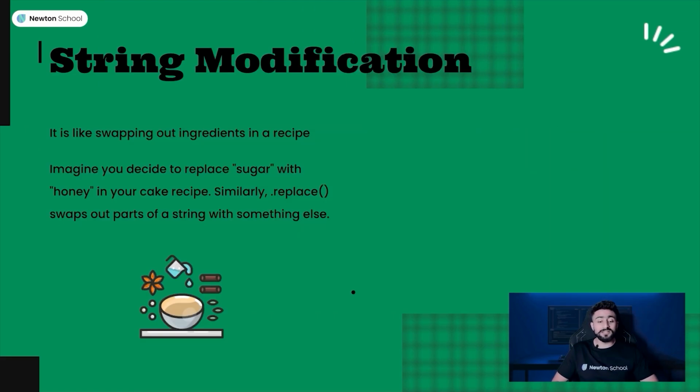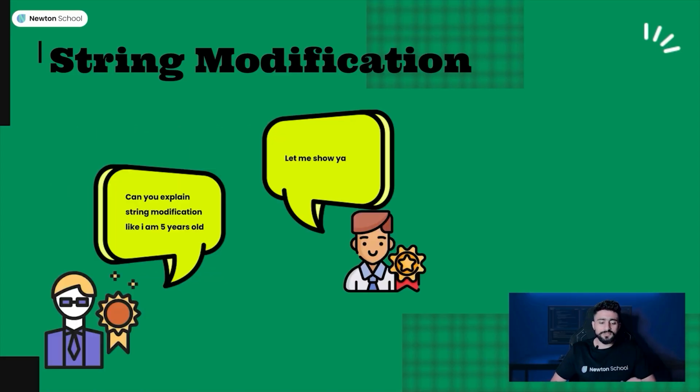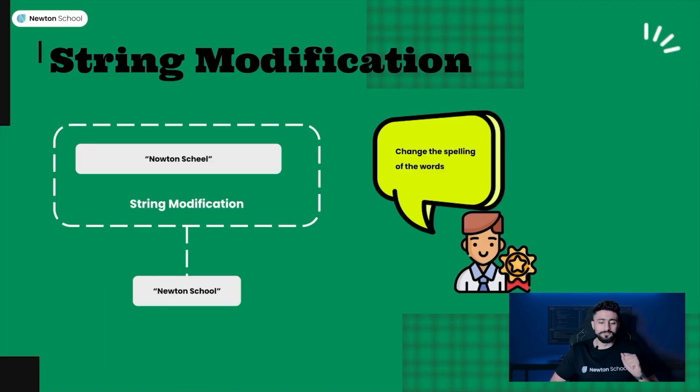Now string modification. What are the methods available for modifications? So for example, imagine you decide to replace sugar with honey somewhere. That means you are doing some modification in the process, right? Similarly, there is a replace method which swaps out a part of the string with something else. That's how you modify the string. So let's see this with an example in a simpler manner. So here we have "NOWTONSCHEEL". So you want to change the spelling of the words. Once you do the change, it will become "Newton's rule". So this is nothing but modification.